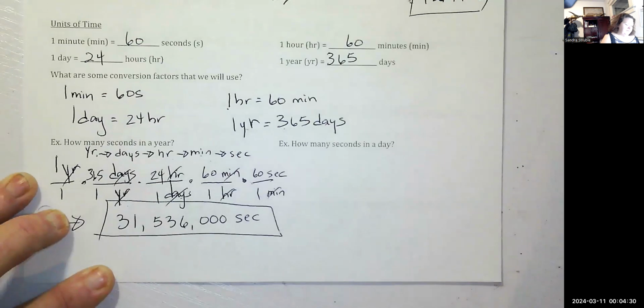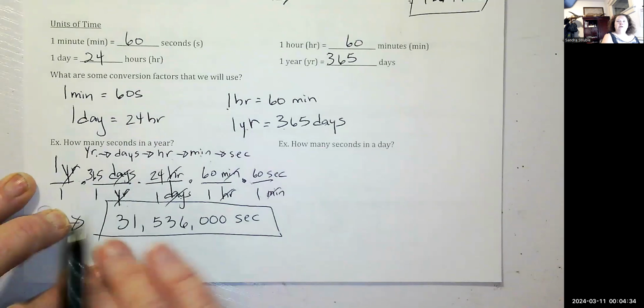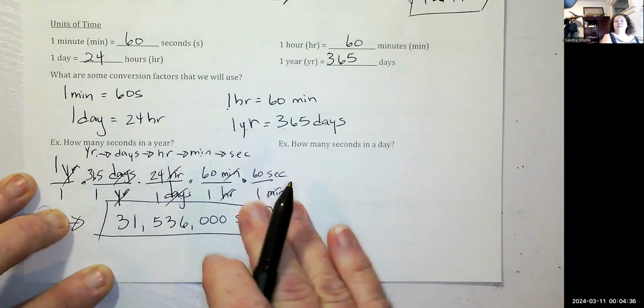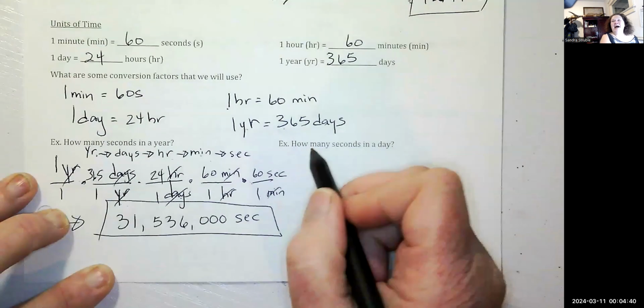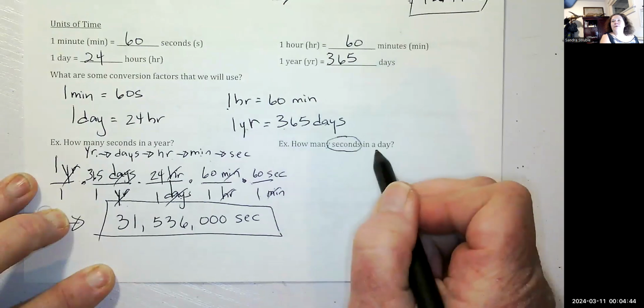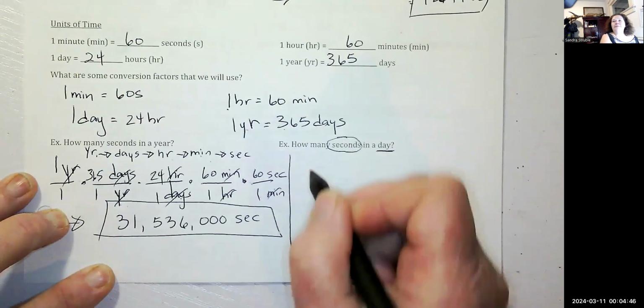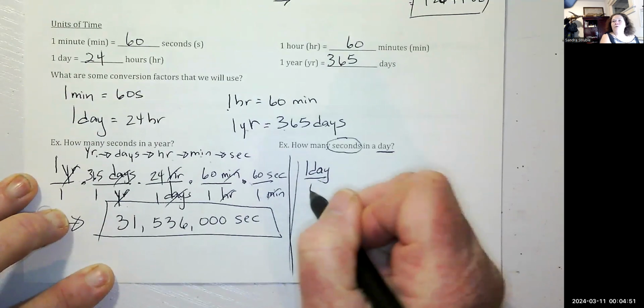Okay. If you did not get that, then you did not line them up the same. Pause the video and try this next one. How many seconds are in a day? They want our final answer to be in seconds. So we need to start with 1 day. I need to give myself some space here. 1 day, over 1.